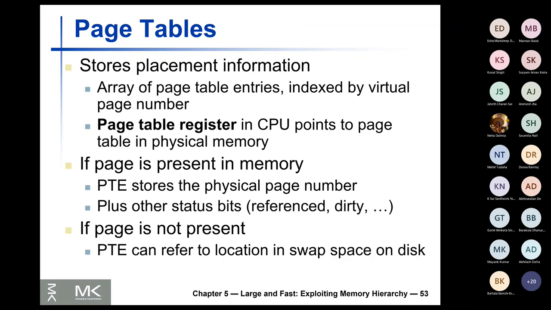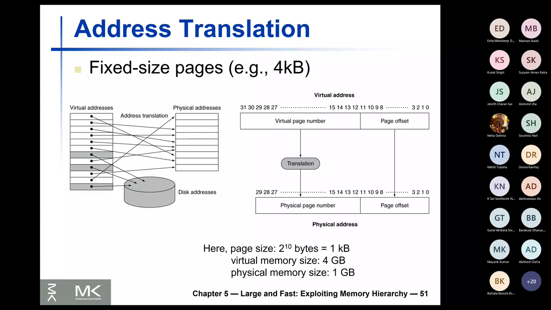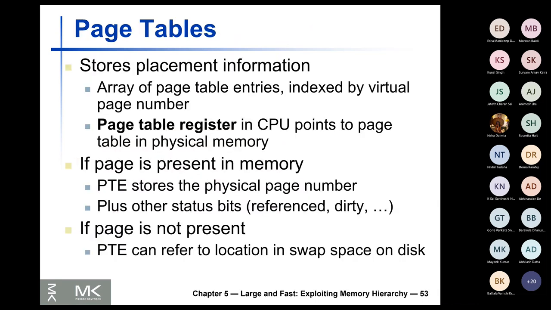Now, we have seen some abstract translation mechanism. What is this translation mechanism? How is it performed? Now we will study. The translation mechanism is performed using a data structure called a page table. What is the page table? It is an array of page table entries which is indexed by a virtual page number. The index of this array is a virtual page number.